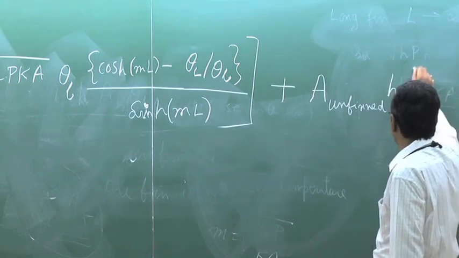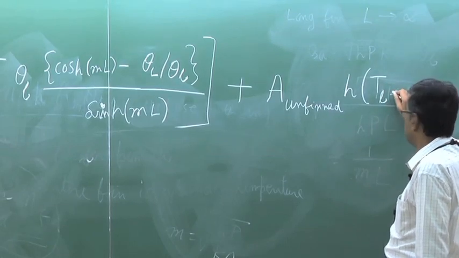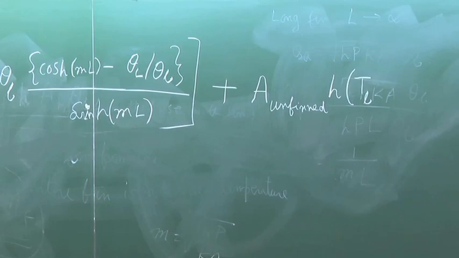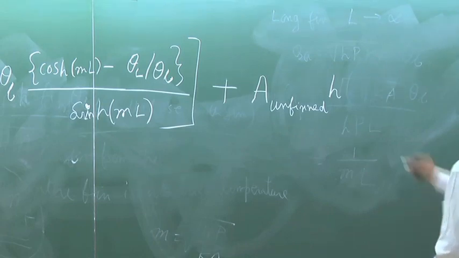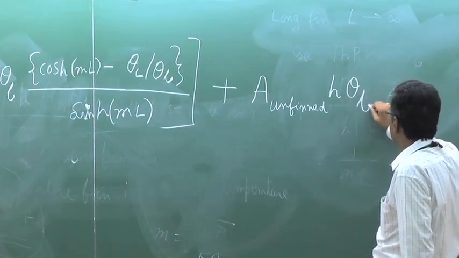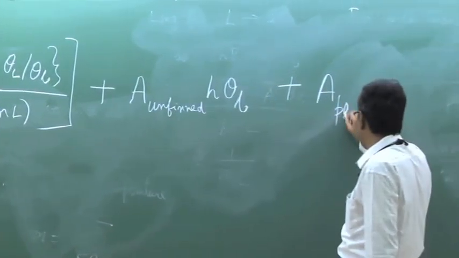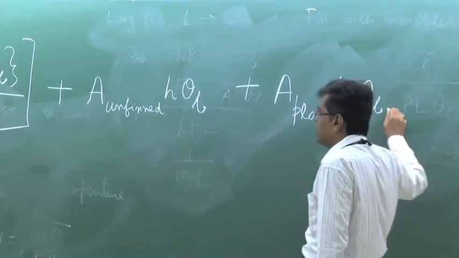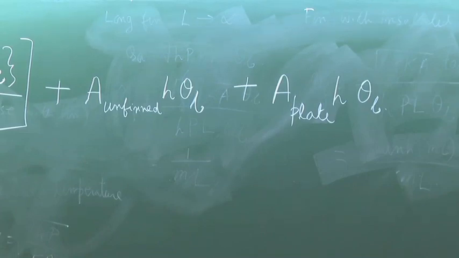Into h into T_B minus T infinity, simply theta_B. If any problem, tell me. Then A plate. A plate is a very simple problem, h theta_B. This is only a tedious calculation, nothing else is there. Now you write down the values.